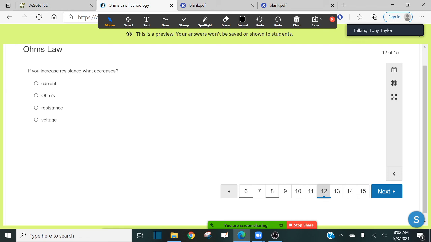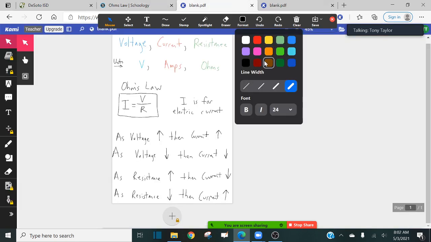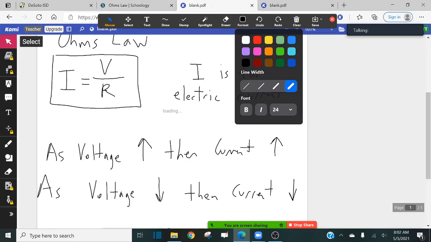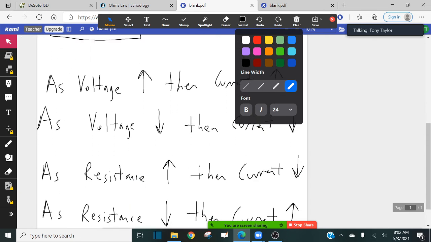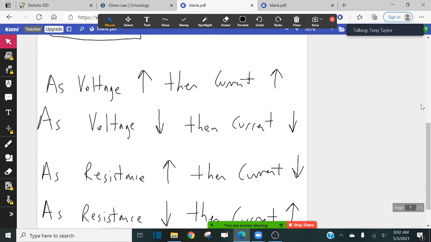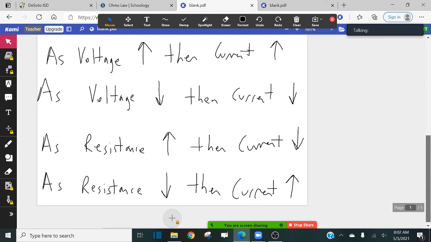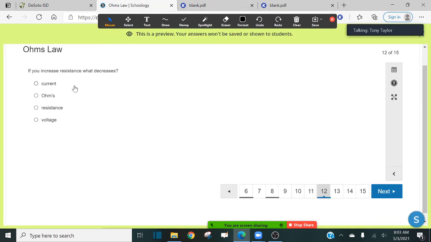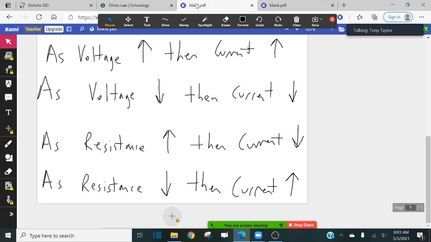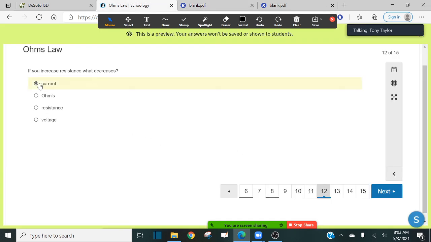So look at this right here. Look at this question right here. It says, if you increase resistance, what decreases? Guys, in order to answer these questions right here, you just go to this situation right here that we talked about. It says, as resistance is increased, what decreases? Well, guys, look here. Look what it says. If you increase resistance, then current decreases. So you decrease current. Okay.